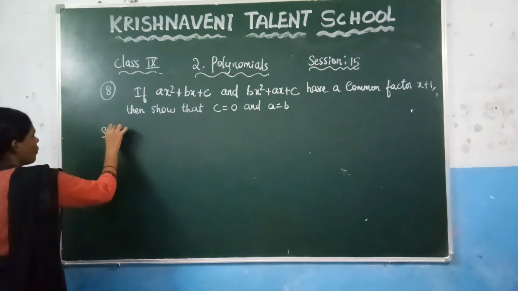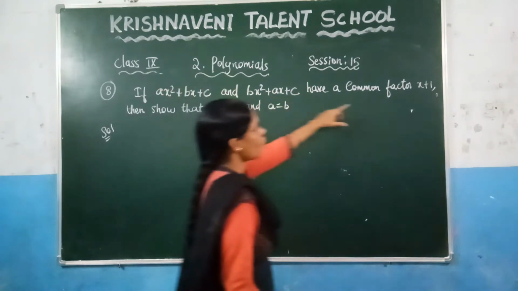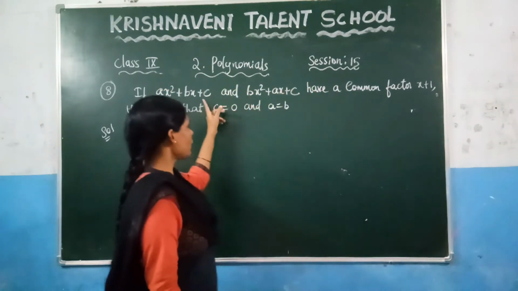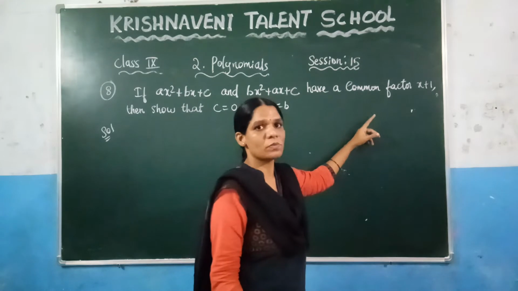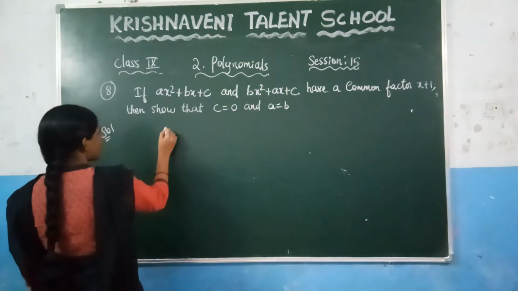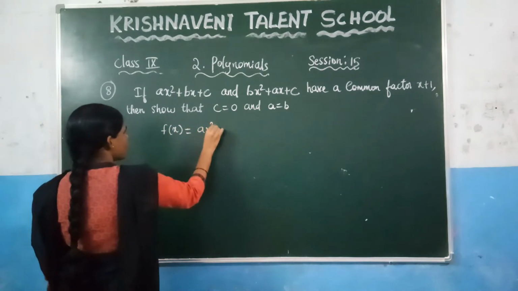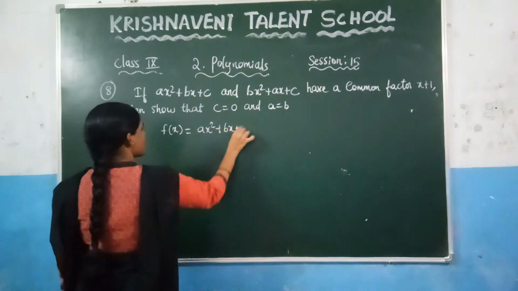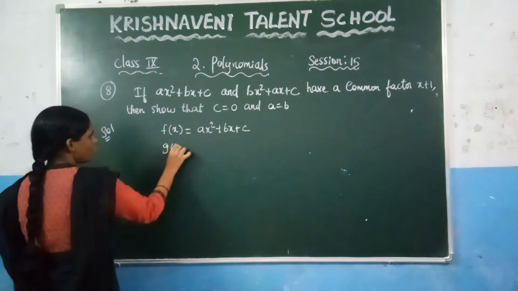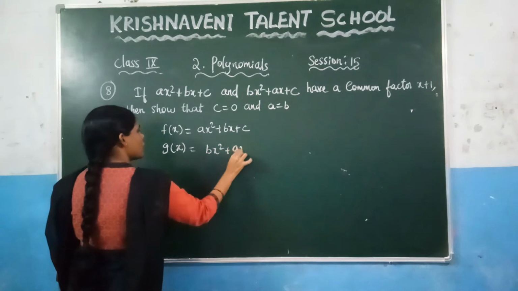So here, what is the condition given here? This ax square plus bx plus c has a common factor. That means if you are dividing this polynomial, you are getting the remainder as 0. That means here, let us consider this polynomial as f of x is equal to ax square plus bx plus c. Let us consider the other polynomial as g of x, so write it as bx square plus ax plus c.